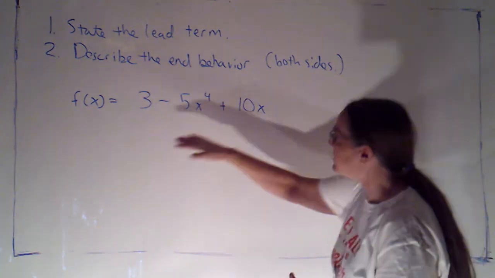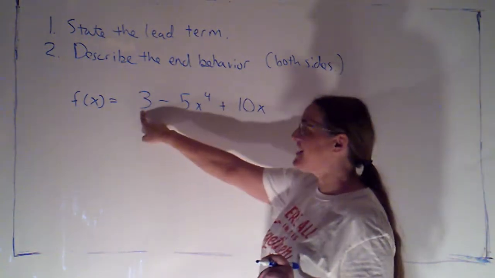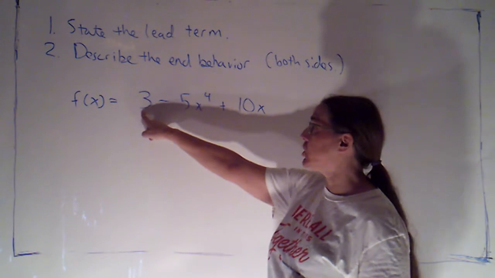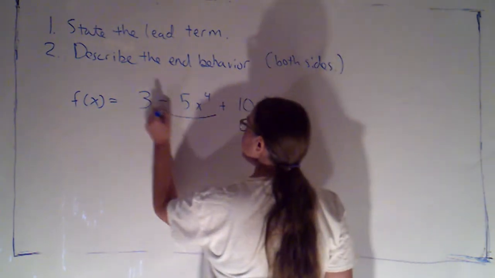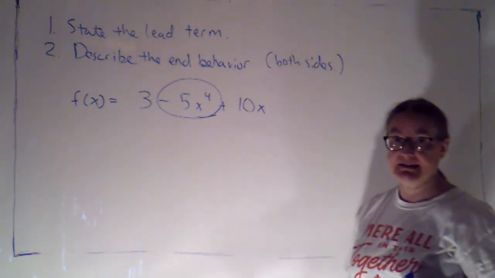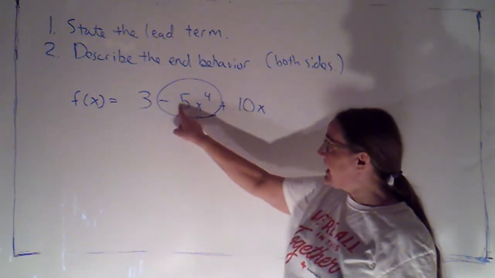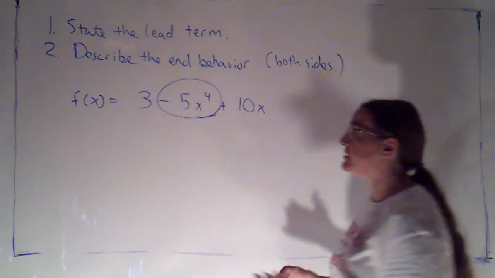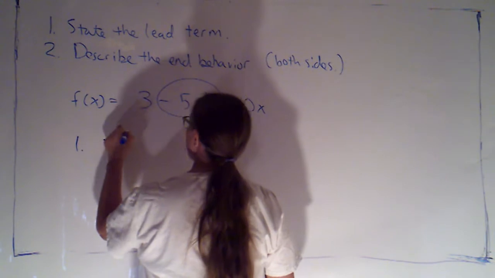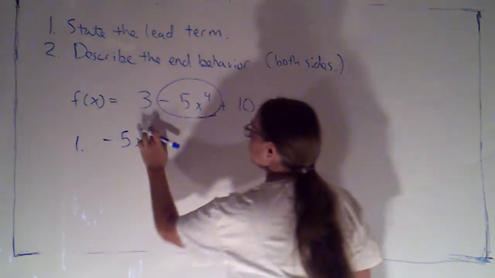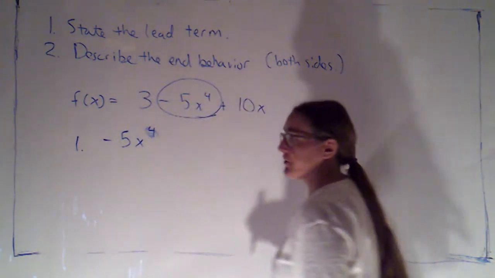All right, so if I look here, remember that the lead term is not necessarily the one that's written first. It's the one that has the biggest power of x. And any sign in front of the coefficient is part of that term. So the first part, the lead term is negative 5 x to the fourth.